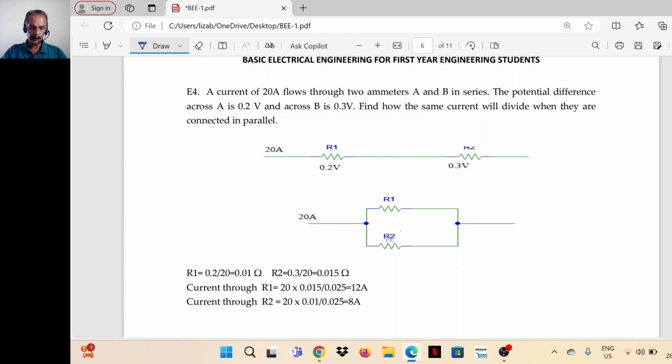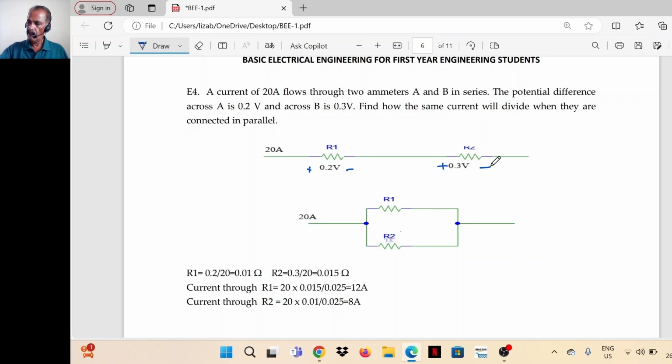Now next, a current of 20 ampere is flowing through two ammeters A and B connected in series. The potential difference across A is 0.2 volts and across B is 0.3 volts. Find how the same current will divide when they are connected in parallel.